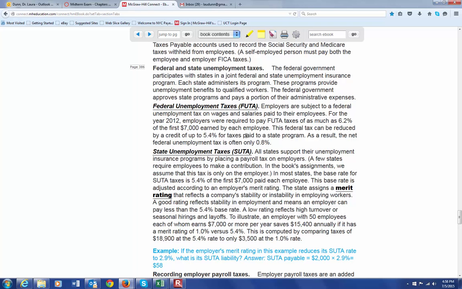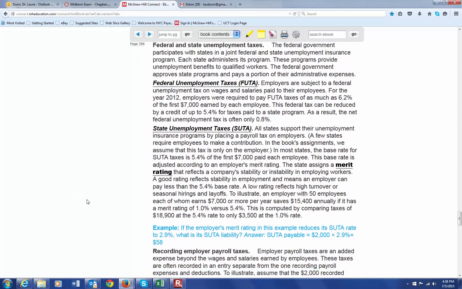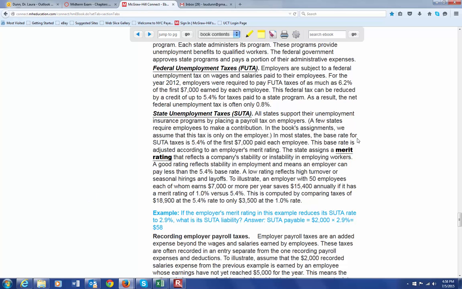This is explained here, but just to say very generally, typically the amount that you pay for federal unemployment tax is only 0.8%, so a little bit less than 1%. But for your state unemployment tax, it's quite a bit higher. The base rate is 5.4% on the first $7,000 paid to each employee. So it's only on the first $7,000. So if an employee makes $50,000 in a year, the employer is only going to have to pay on the first $7,000. After that, there's no more state unemployment tax that's owed for that particular employee.